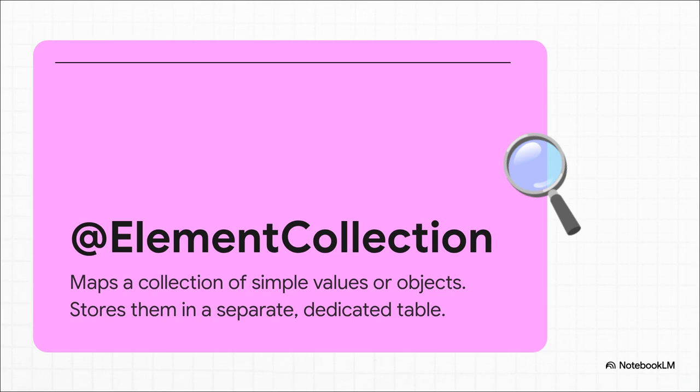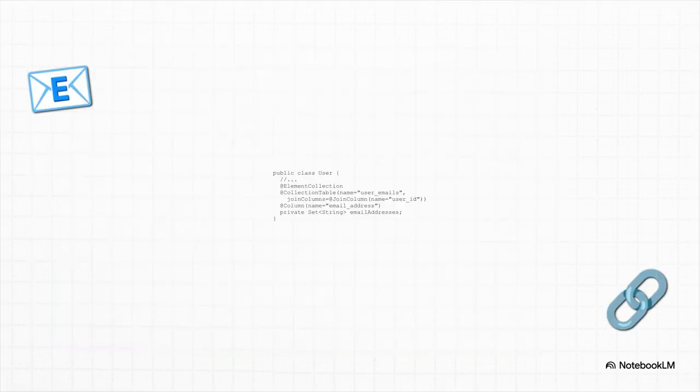The tool for this job is the @ElementCollection annotation. Think about it. A single database column can't really hold a whole list of items. So what Hibernate does is kind of brilliant. It creates a completely separate table just to hold that collection and then links every entry back to the original object. This example just lays it all out perfectly. Our user has a set of email addresses. So with these annotations, Hibernate goes and creates a whole new table, which we've named user_emails.